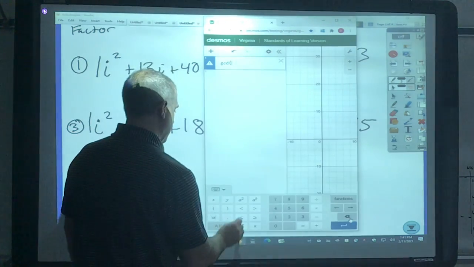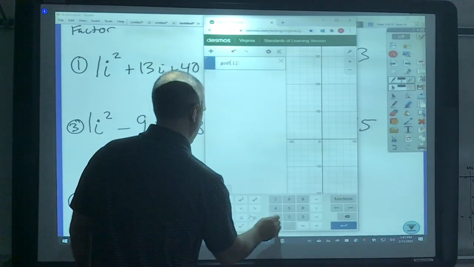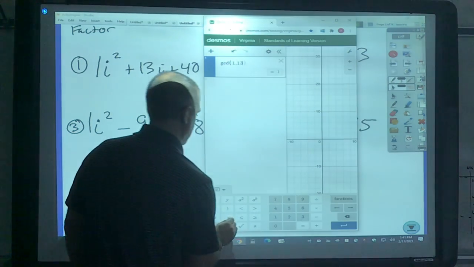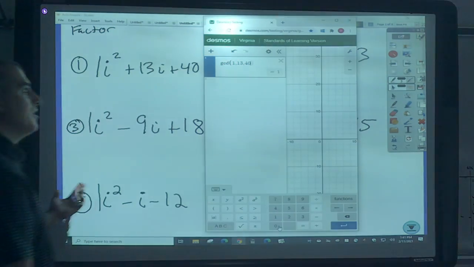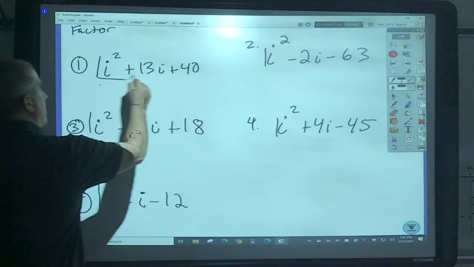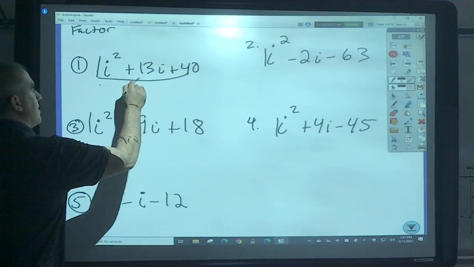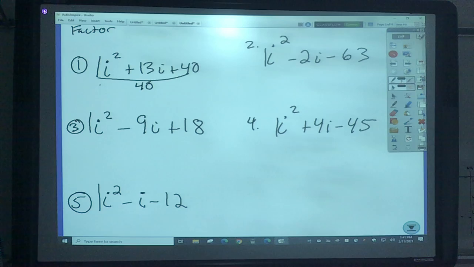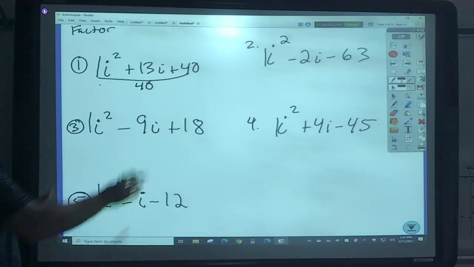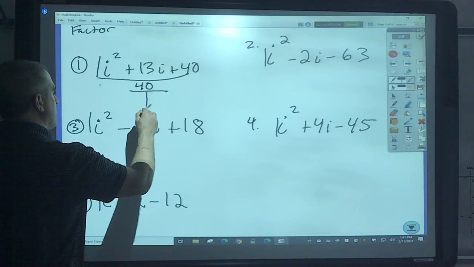This will be 1, 13, and 40. As you can see, there's nothing there. Just like before, we multiply this term times this term, that's 40. Since everything is positive, I don't need to really worry about it.